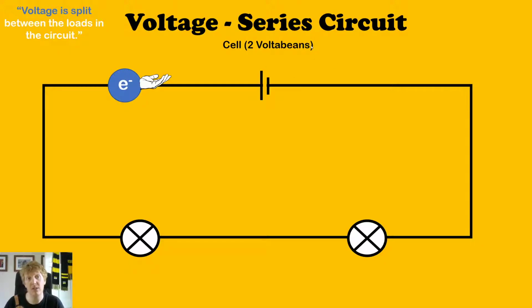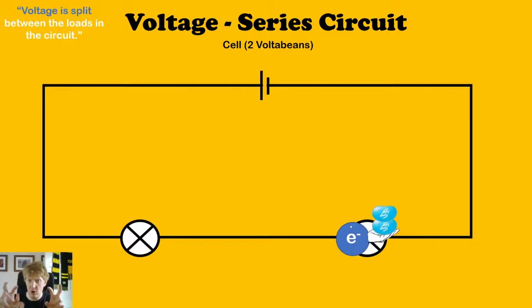Let's start with a series circuit. We've got a cell here which provides 2 Volta Beans of energy to the electron. So the electron comes along, it gets 2 Volta Beans of energy from the cell. It then moves through the circuit. Now the electron knows that it's got 2 loads in this circuit, so it needs to split its energy between these different loads. So what's it going to do?